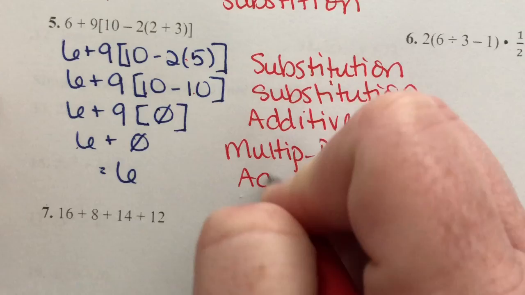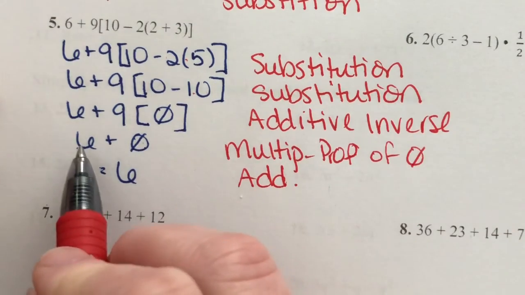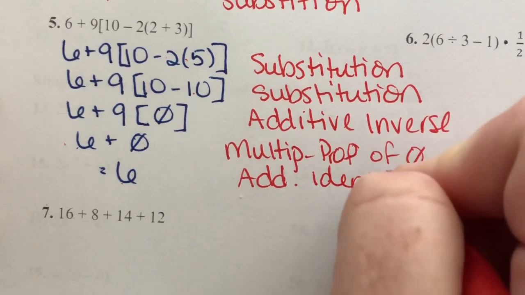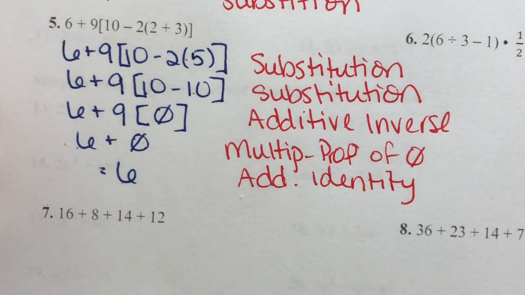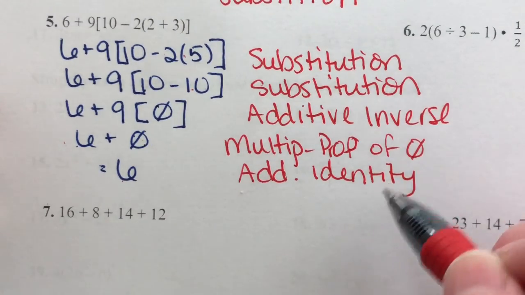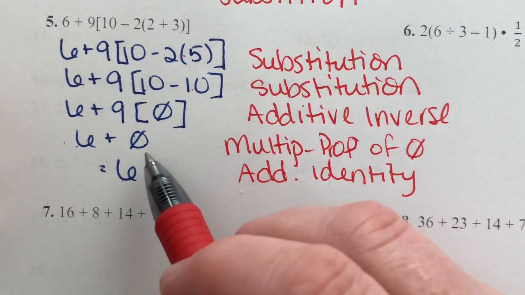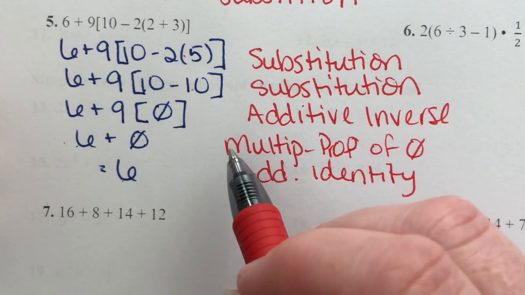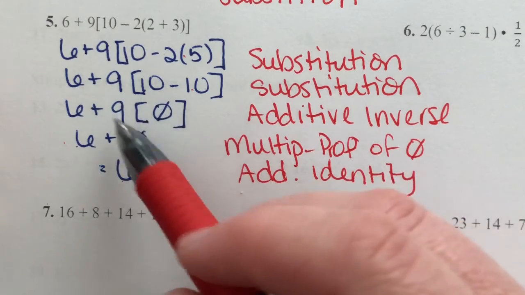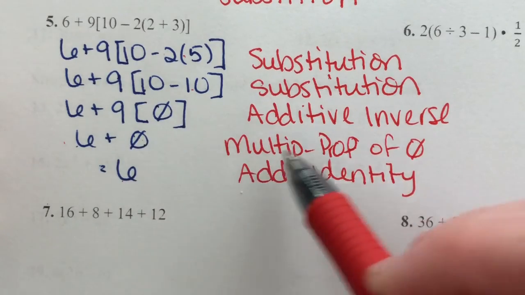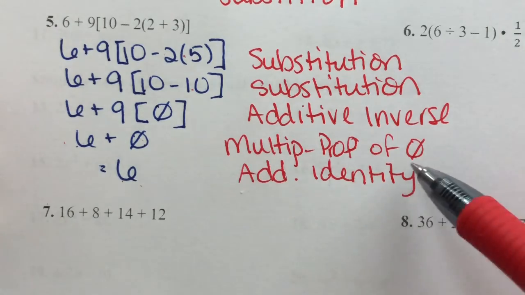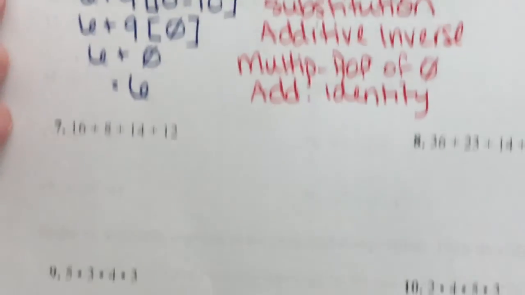I'm adding. And my number 6 here keeps its identity. It stays the same. So this is an additive identity. All right, you guys should be familiar with these. If you're not, go back and review those properties here. Multiplication property of 0 says whenever you multiply anything times 0, the answer is always 0. So 9 times 0 equals 0. Multiplication property of 0, and then 6 plus 0 equals 6. That's the additive identity.